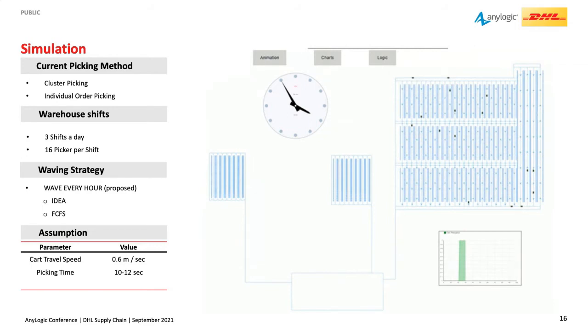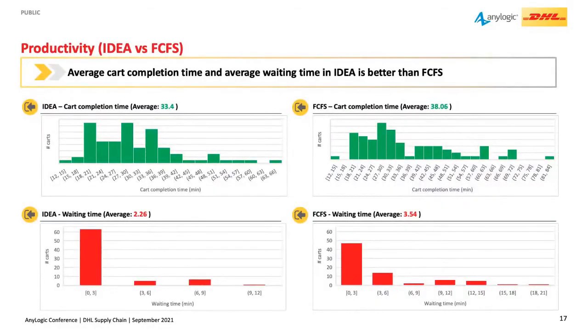So that was about the animation of the simulation. Now let's look at the result of the simulation. Can you move to the next slide? So this is the simulation result for IDEA versus FCFS. We fed different data into the model for FCFS and IDEA and compared their result in terms of productivity and congestion. We have on the left the result of IDEA grouping method and on the right the result of FCFS.